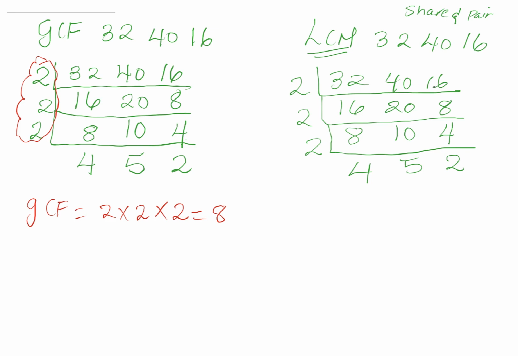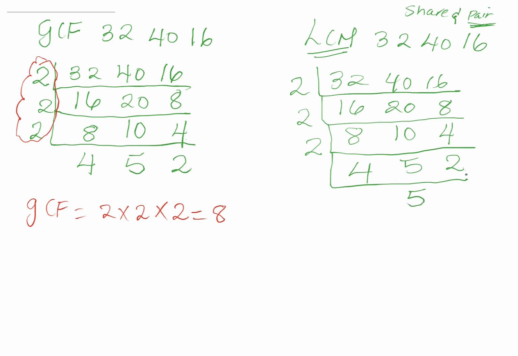So here, all of these were sharing the same number, 2. But then when we got here to 4, 5, and 2, well, we couldn't share because there was no number that would divide 4, 5, and 2. So we're going to pair. Who could be paired together? The 4 and the 2, not the 5. So I'm going to bring the 5 down.